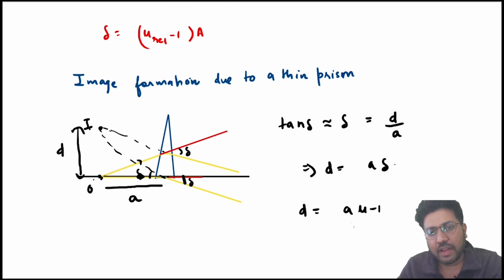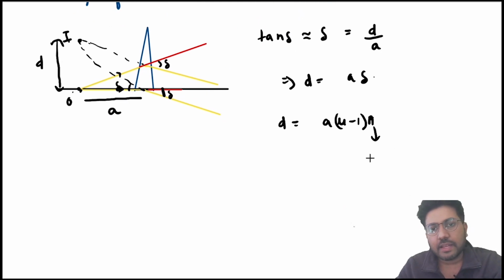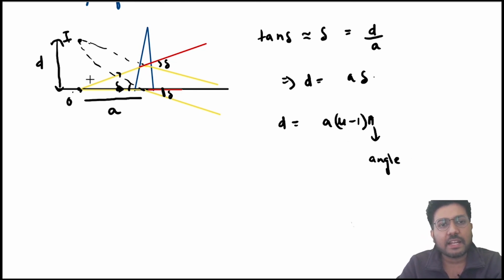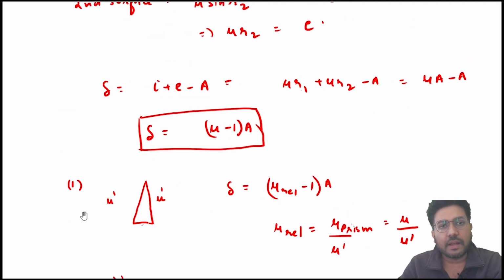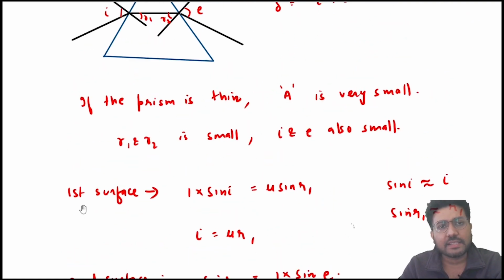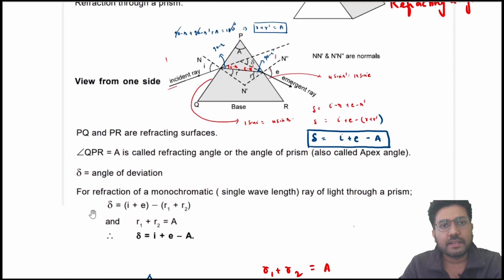Again I will repeat, you have to write this angle in radian, okay? So this is the angle and it has to be written in radian. So this is the distance between object and image, that is d, formed by a thin prism, right? Okay, so here we have discussed thin prism also together, right?